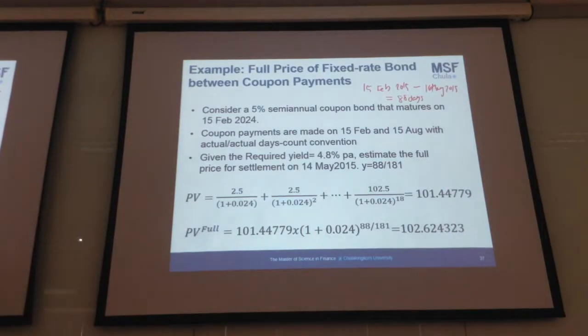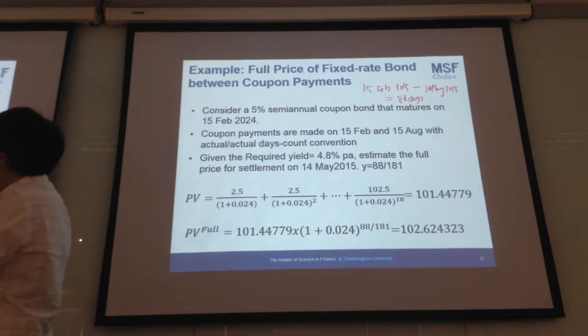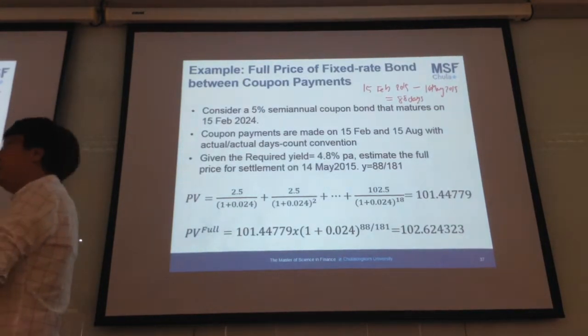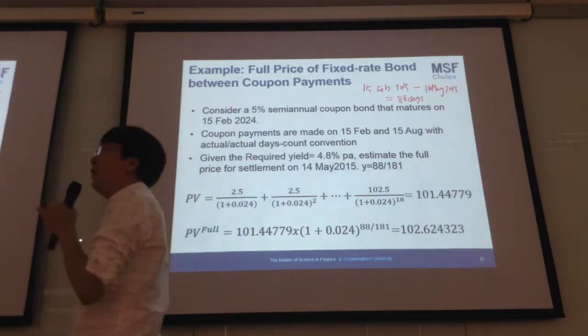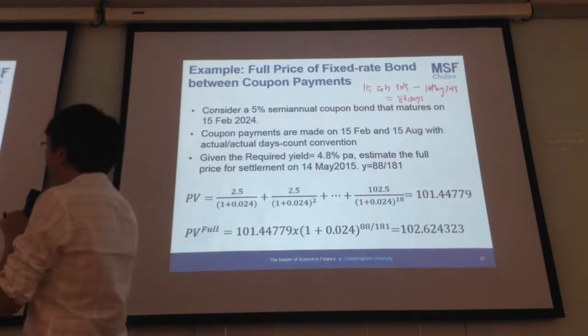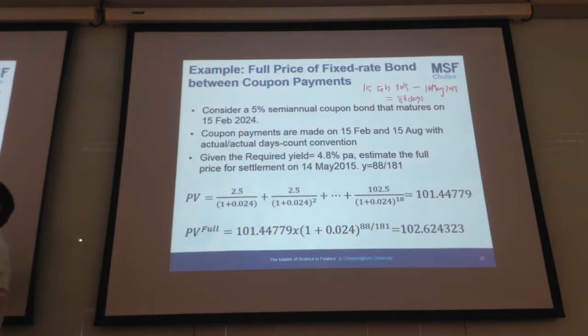So you have to count the number of periods, or the number of coupon payments, from 14 of May 2015 until 2024. Now how many coupon payments are there? You can count, right? That will be 18 payment periods.